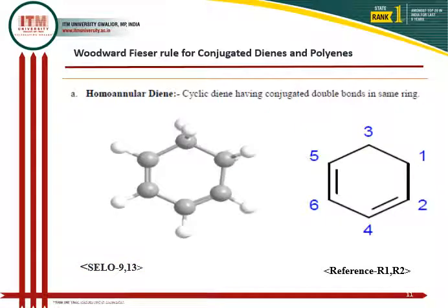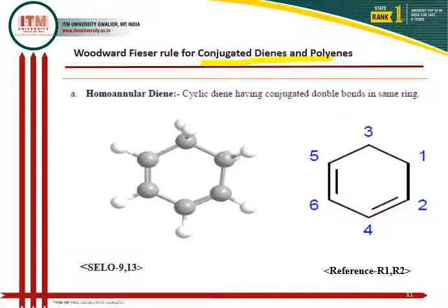So let's start the Woodward-Fieser rules for the conjugated dienes and polyenes, and how we can calculate the lambda max in these compounds. There are two types of conjugated dienes if we talk about, that is acyclic and cyclic.